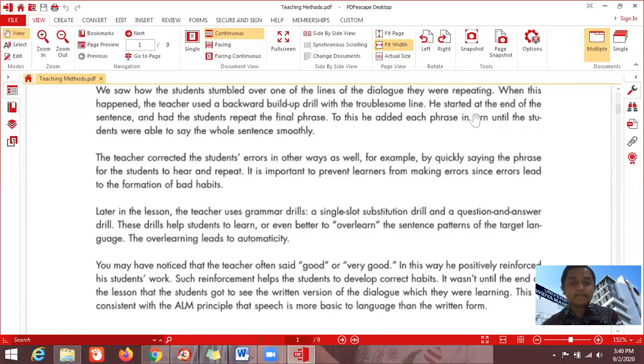Okay. He started at the end of the sentence and had the students repeat the final phrase, as I told you earlier. To this, he added each phrase in turn until the students were able to say the whole sentence smoothly. Yes.